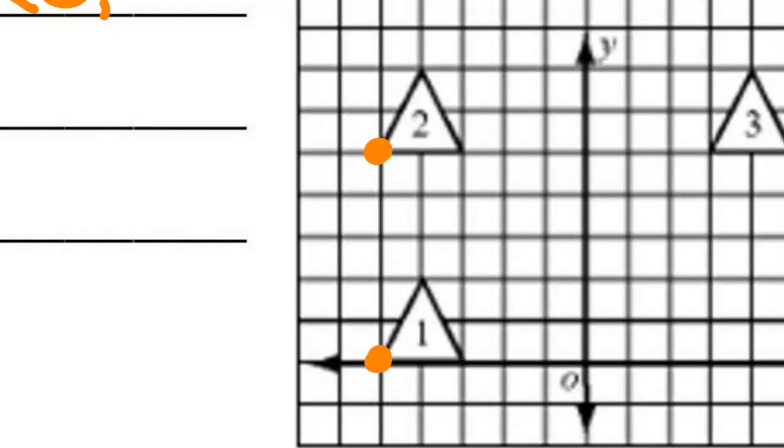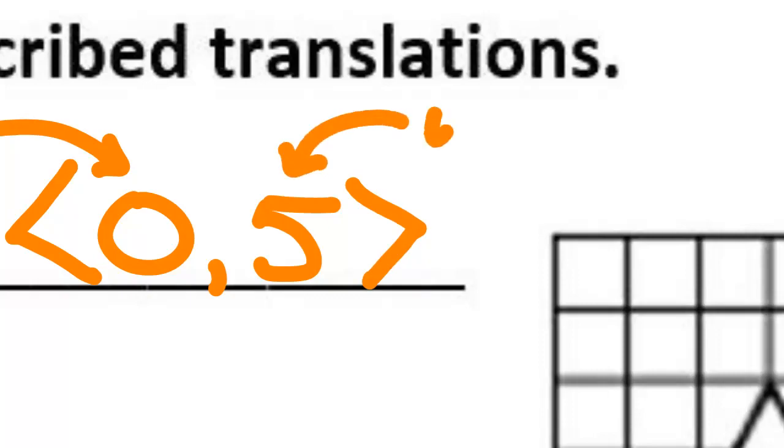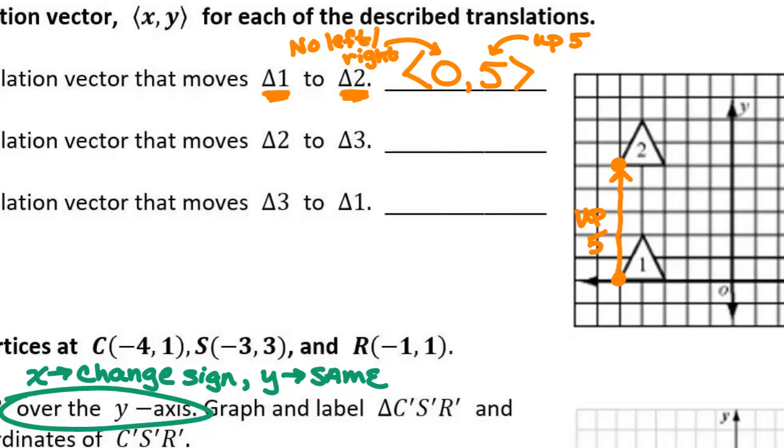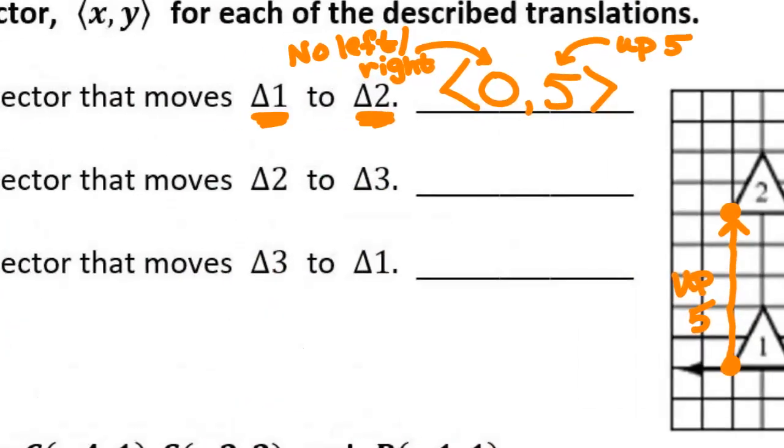All right, and then to get from triangle 1 to triangle 2, I didn't go left or right at all, but I do go up 1, 2, 3, 4, 5. So the second part of my angle bracket would be a positive 5, because we went up 5. If you go down, it's going to be a negative. If you go up, it's a positive. With that first number inside the angle bracket, the one that describes our left-right movement, if we go to the right, it'll be positive. If we go to the left, it'll be negative.